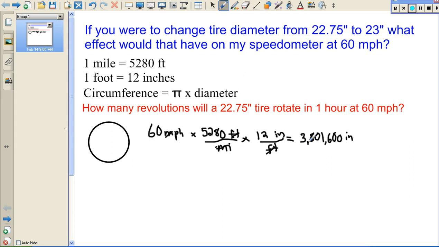Okay, so let's figure out how many revolutions that will be on this tire, this 22.75 inch tire. So we're going to calculate the circumference like we said. We'll switch over to red here. So circumference of that tire is going to be 3.14 we'll use for pi. And you could be more exact, but it's really not going to matter that much, times the diameter, which is 22.75.